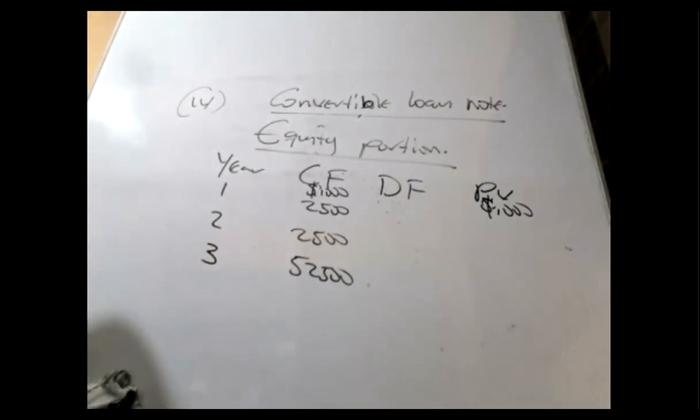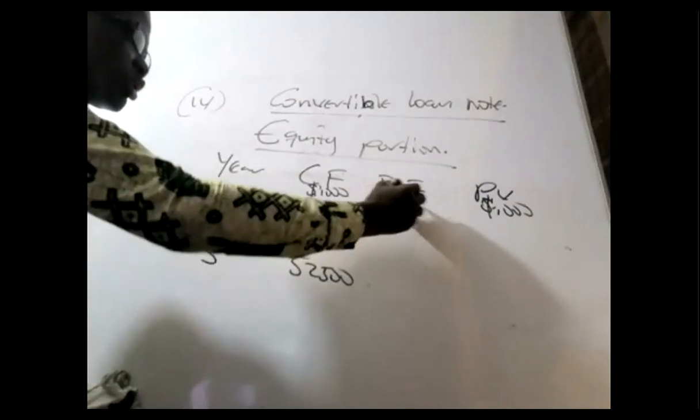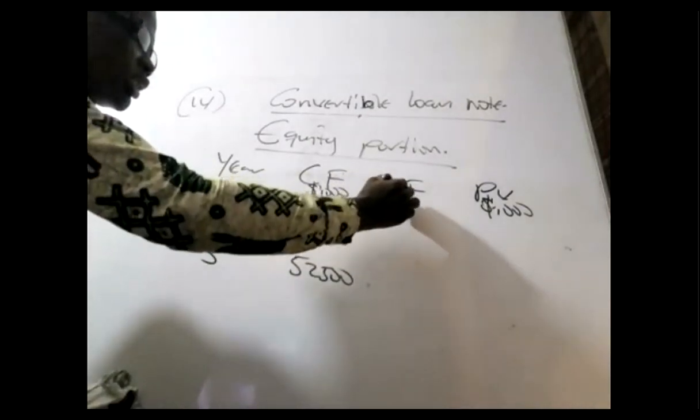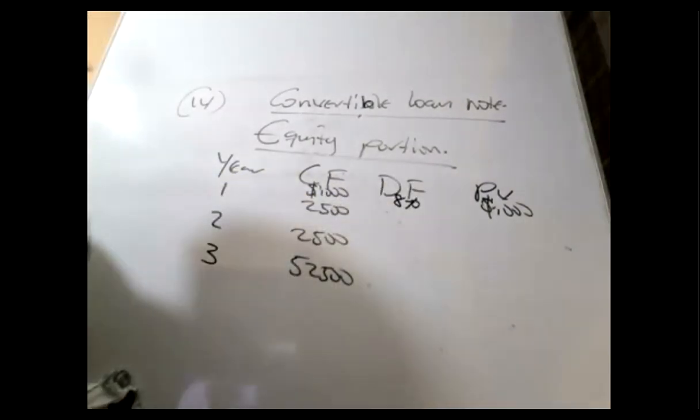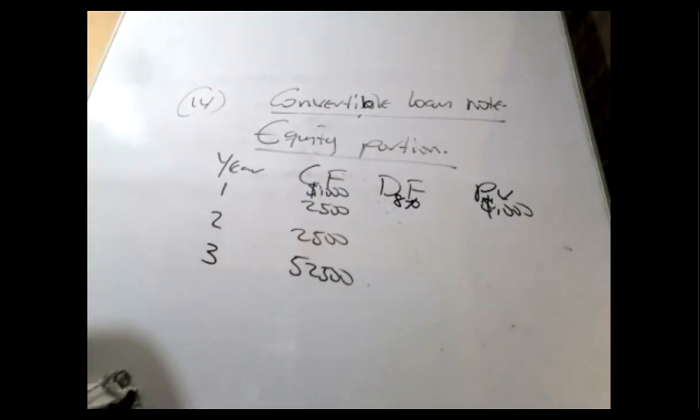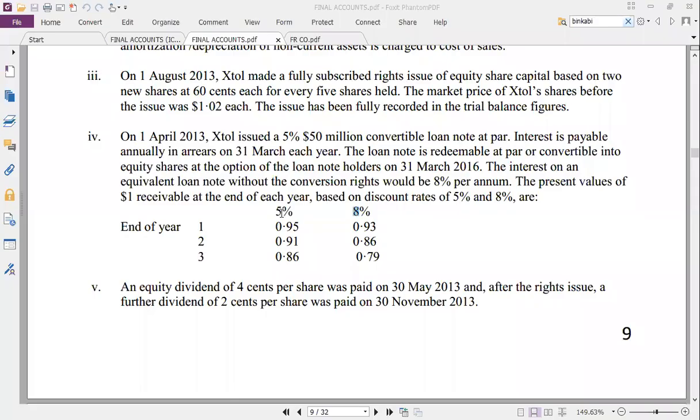Fine for your discount factors. Good. What is your discount factors? Let's pick them. If it's not in the question, kindly calculate your own discount factor. It's 8%. Choose the effective interest rate. It's 8%. Kindly calculate it by yourself. It's not given to you. If it's given to you, just pick it. And don't pick the 5% one, no. So 0.93, 0.86, and 0.79.